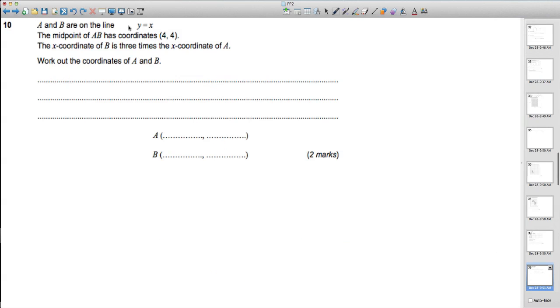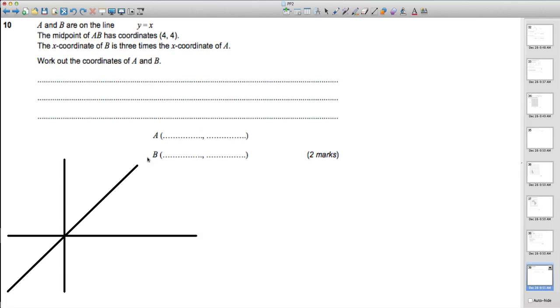Okay, next question. A and B are on the line y is equal to x. The midpoint of AB has coordinates 4, 4. The x coordinate of B is 3 times the x coordinate of A. Work out the coordinates of A and B. Simple to just draw a picture. Let's not try and overcomplicate this. Here's the x-axis, here's the y-axis, here's y is equal to x. The midpoint of AB has coordinates 4, 4.